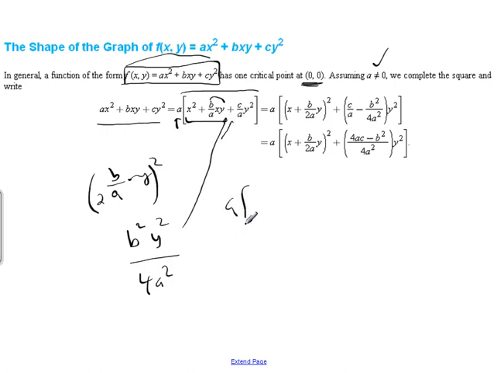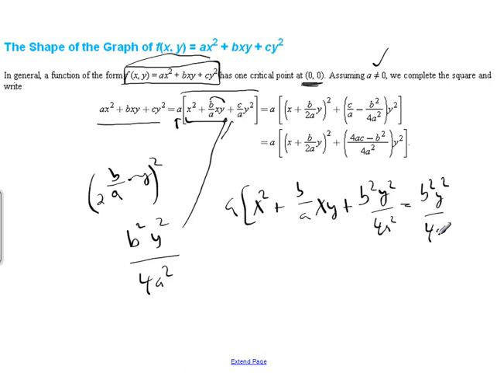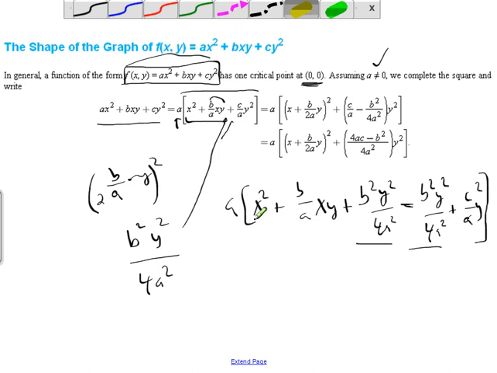So we get a times x squared plus b over a xy plus b squared y squared over 4a squared, minus b squared y squared over 4a squared plus c over a y squared. So notice all that I did is that I added something and then subtracted it right away. Other than that, I didn't change my equation one bit. Here I had the x squared.